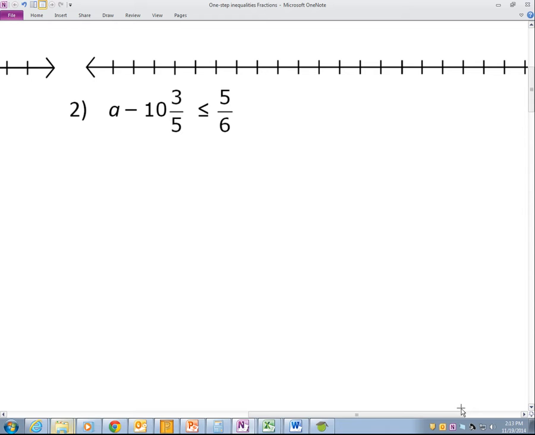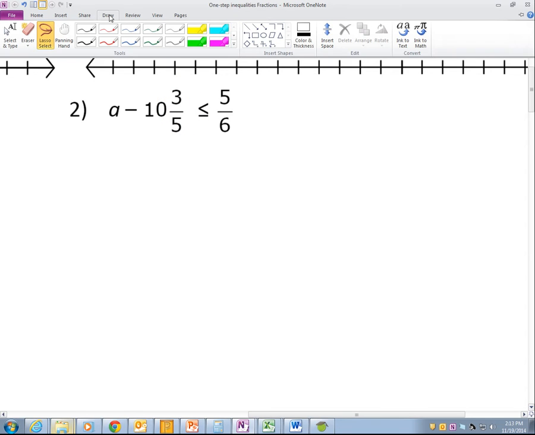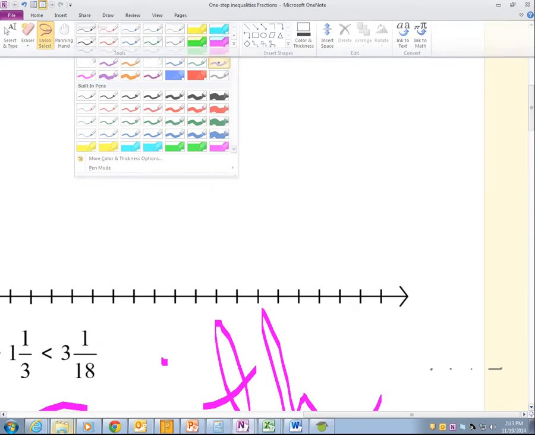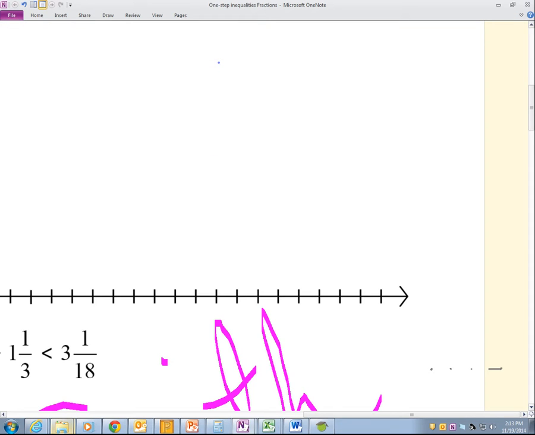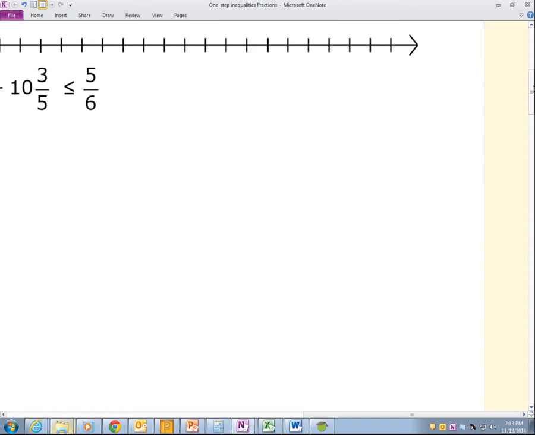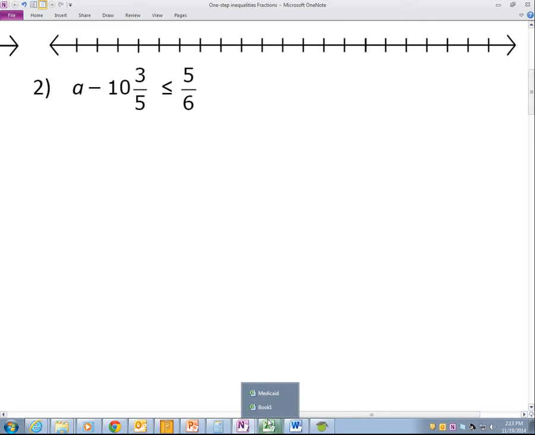So, for number 2, we have this variable. The first thing I want all of you to always do is create an improper fraction, so you have that blanket effect for all these fractions that are mixed numbers. A mixed number is a whole number and then a fraction. Once you make these into improper fractions, I'm going to rewrite it: A minus 53 fifths is less than or equal to 5 sixths.